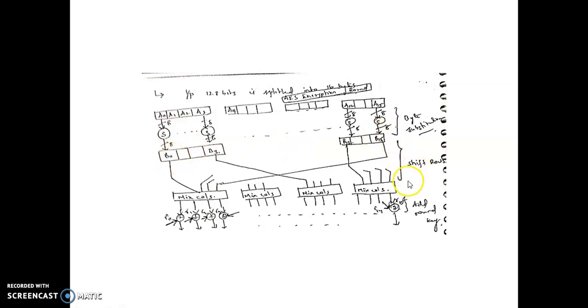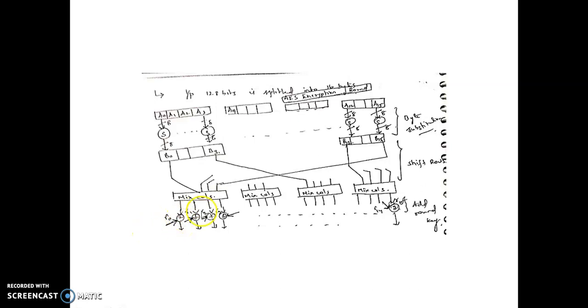After that, it goes to the process of shift rows. Shift rows means the positions of the bytes are changed. For example, B0 is moved to this position, B3 is moved to this position, B15 is moved to this, like that we get the values. So that is called shift rows. After that, we do a process called mix columns inside each word. Then it goes to the process of add round key. So each byte is given to an XOR operation.